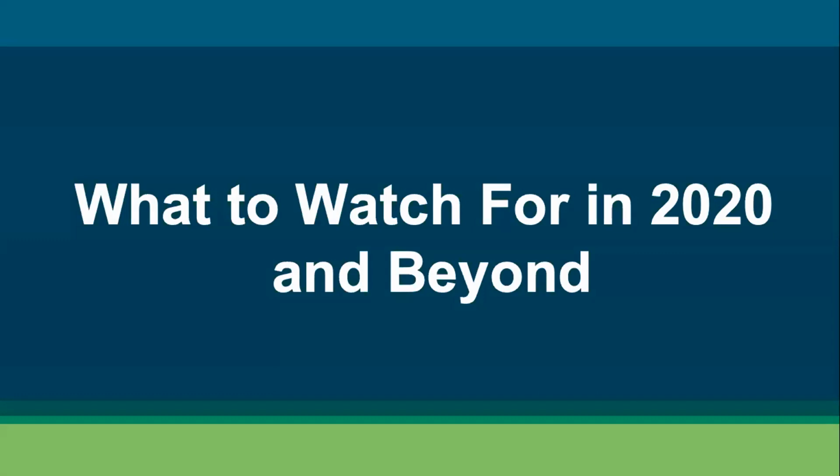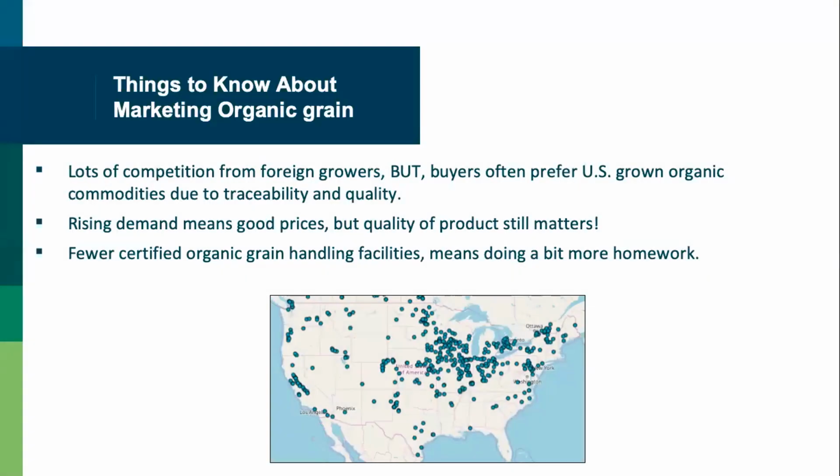So now, real quickly, what to watch for in 2020 and beyond, and some direct insights. So, things to know about marketing organic grain: there's tons of competition from foreign markets. Truly, the organic grain market in North America is hugely global. A lot of the buyers rely not just on domestic production, but also imports to meet their supply needs. However, they always tend to prefer working directly with US growers.